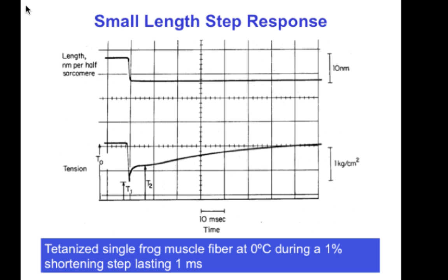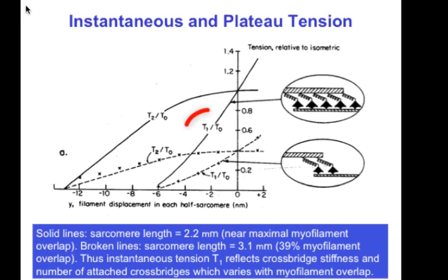Well, if you plot that sudden drop, so this new force here is labeled T1, and you plot that as a ratio of T0 against the size of the shortening step, what you see is you only have to get to a shortening step of minus 6 nanometers per half sarcomere. 1 sarcomere is about 2 microns, so half a sarcomere is 1 micron, so 1 nanometer is 0.1%, so 6 nanometers is 0.6%. So you only have to shorten that muscle by 0.6% for that tension to go all the way to zero. Very, very small.